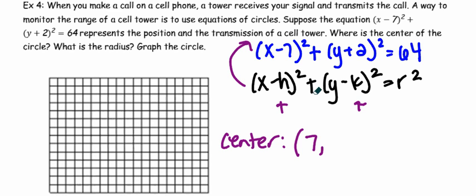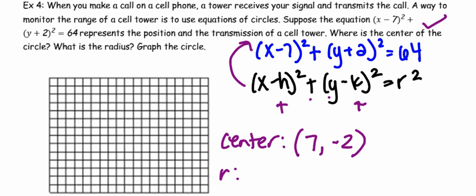And then we're going to keep going. We have a plus sign, we have a y, and in the generic equation, we have a minus k. In our equation, we have a plus 2. So to get this minus to change to a plus means we had to plug in a negative 2. Because remember, if you do minus a negative, that's the same as a plus. So the center is at (7, −2). So we did, where's the center? Okay. Now it says, what's the radius?